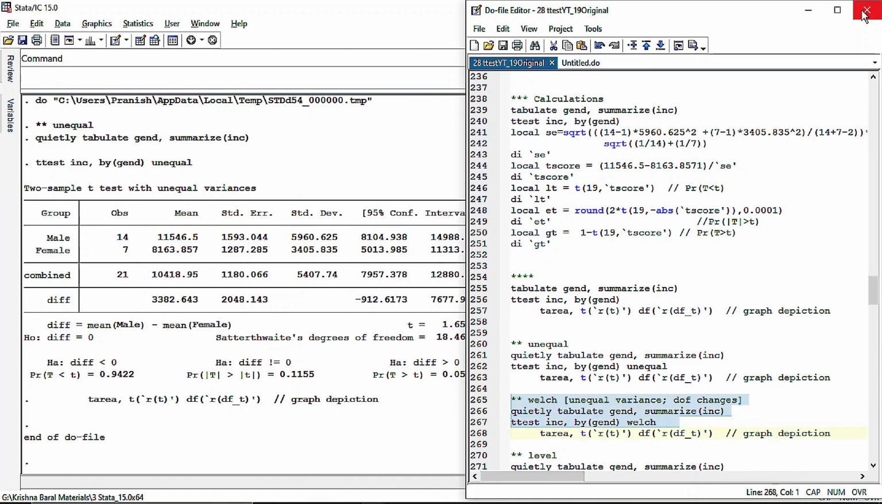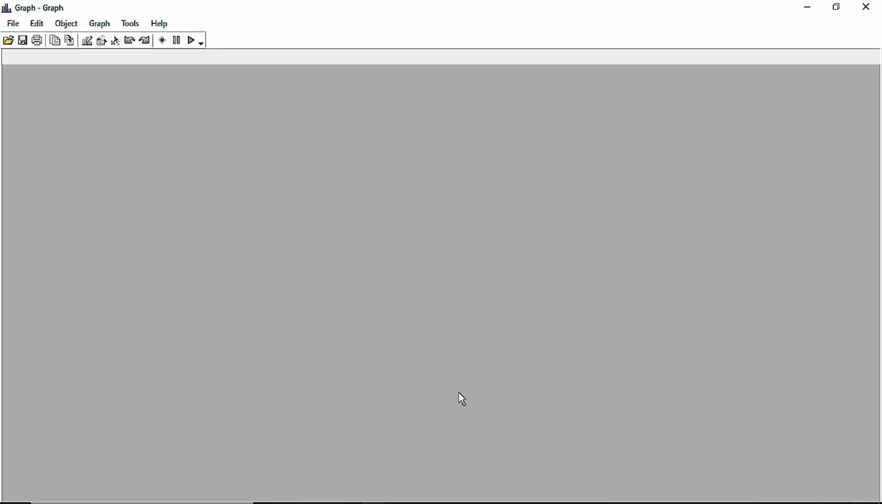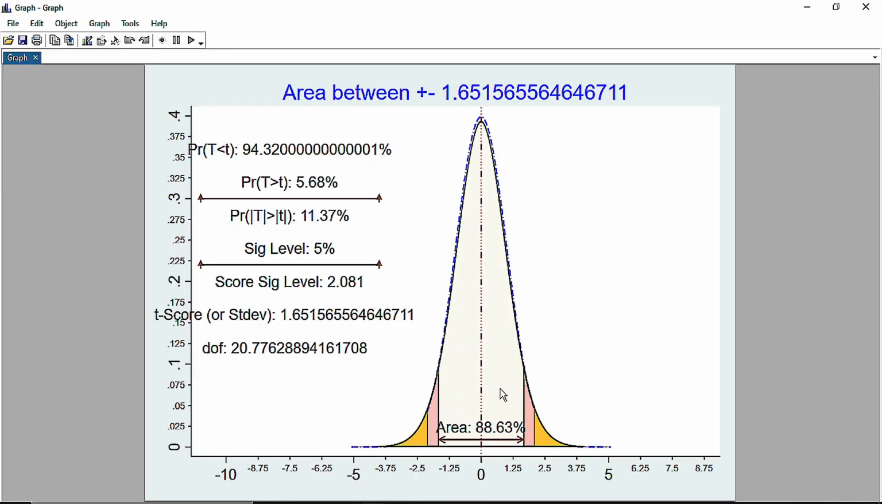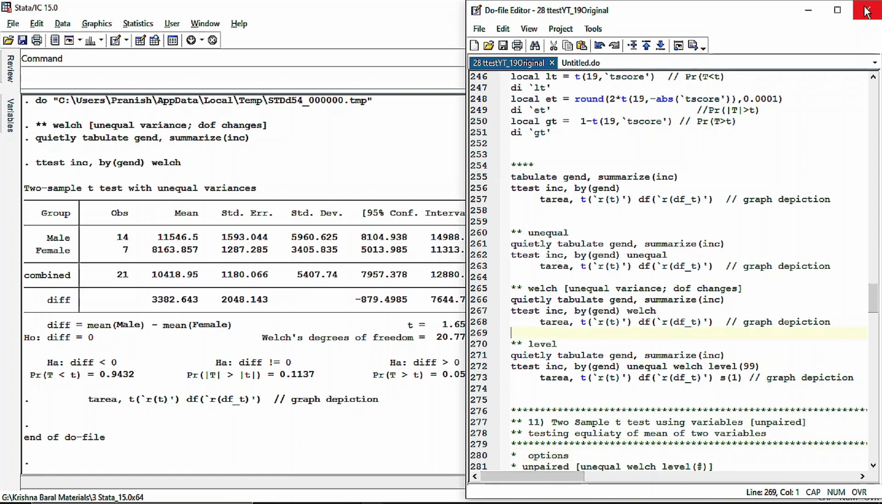And let us see what the tabulation looks like. Our t-score is 1.65, and again 94%, 11%, and 5%. And let us see it with the help of our graph and make an analysis. Again, we fail to reject the null in the case of the two-tail test, as well as in the left-tail test or the right-tail test, because the p-value is quite greater than our significance level. Now let us make changes in our significance level.